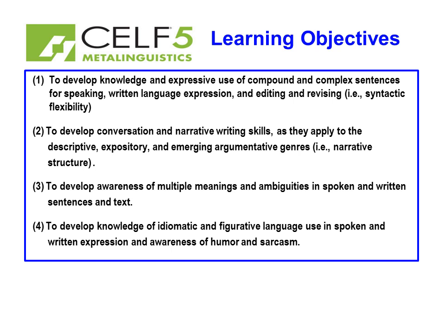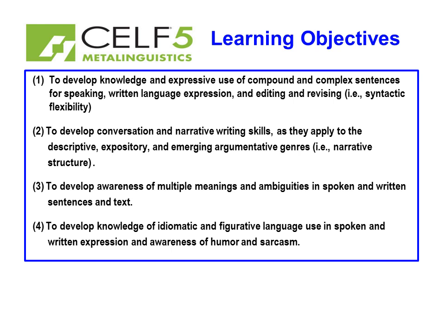We need to develop knowledge and expressive use of compound and complex sentences for speaking. We've got to do that. We've got to get her more meta. We need to develop conversation and narrative writing skills so as they apply to descriptive and expository and emerging argumentative genres. We need to develop awareness of multiple meanings and ambiguities so that she can begin to use language strategically, and to develop knowledge of idiomatic and figurative language. We need to be able to get her on the meta language and metacognitive stream so that she will survive in school. Because I'll tell you what, if we don't get her going in that way, she will go gradually downhill.